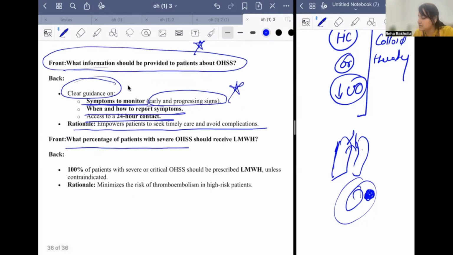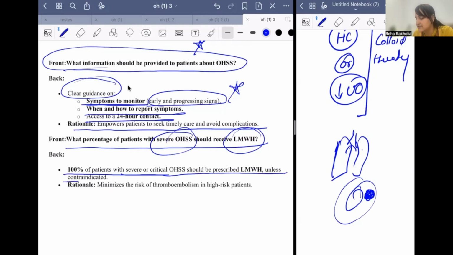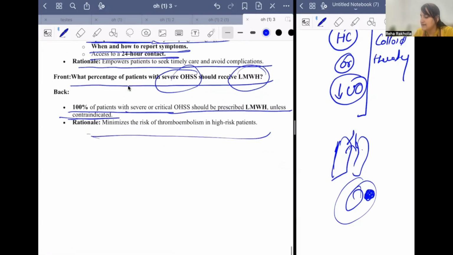What percentage of patients with severe OHSS should receive low molecular weight heparin? 100% of patients with severe or critical OHSS should receive the prescribed low molecular weight heparin unless contraindicated. This minimizes the risk of thromboembolism in high-risk patients.